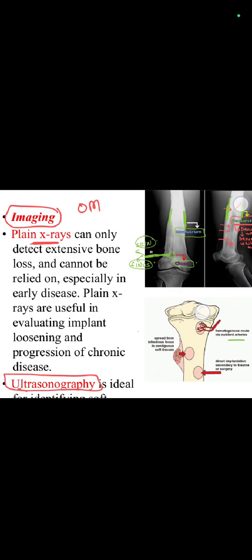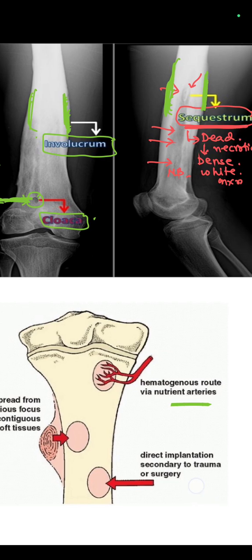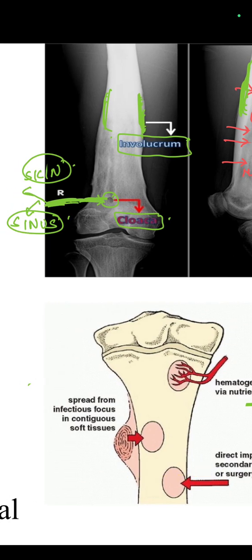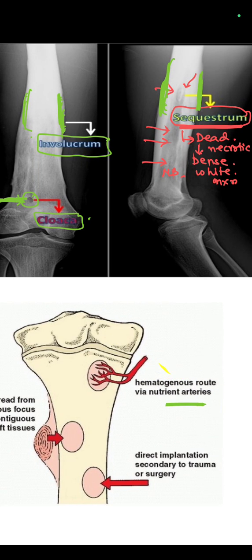Here we will see the image. The hematogenous route occurs via the nutrient artery. Direct implantation is secondary to trauma or surgery. Here there is spread from an infectious focus in contiguous soft tissue. Here from the artery, and here the implantation.